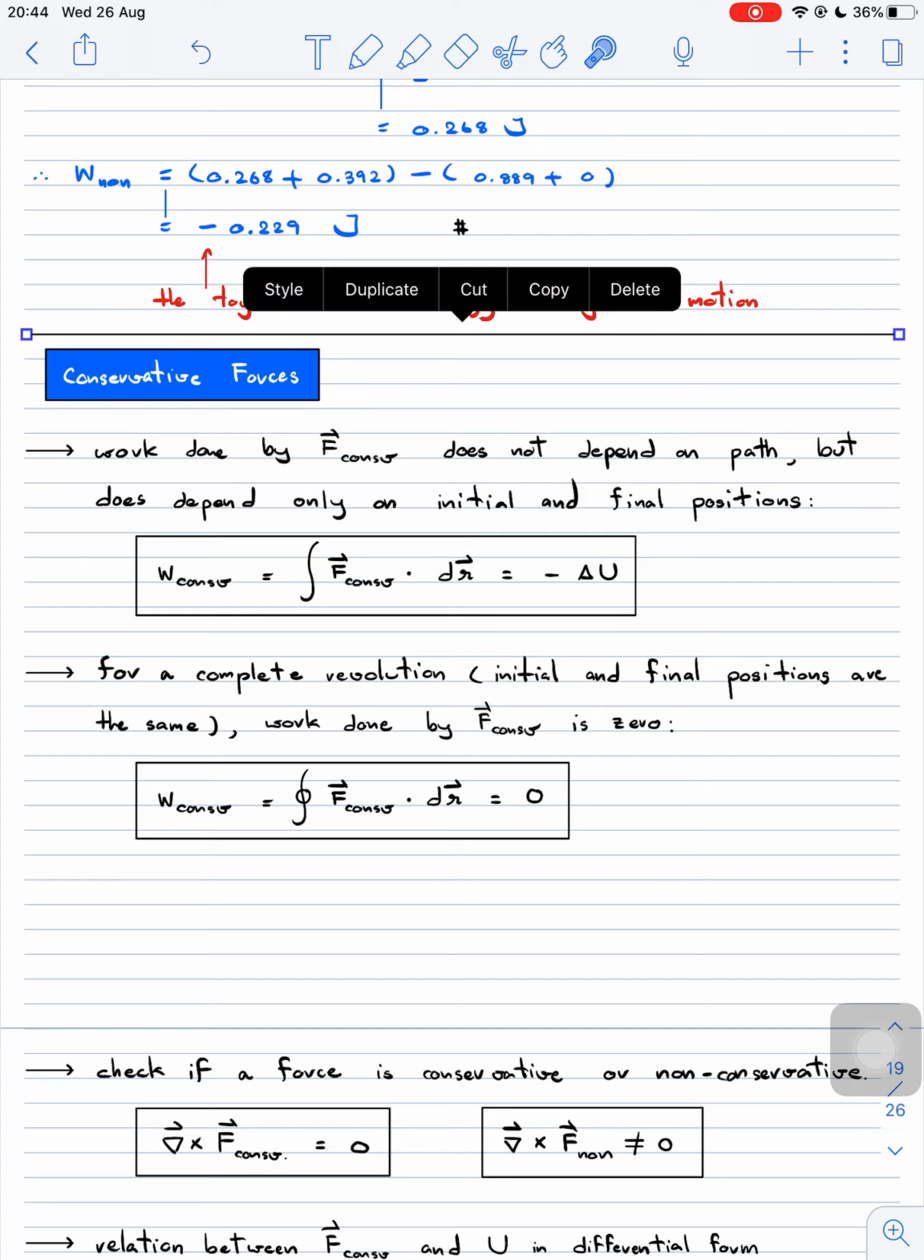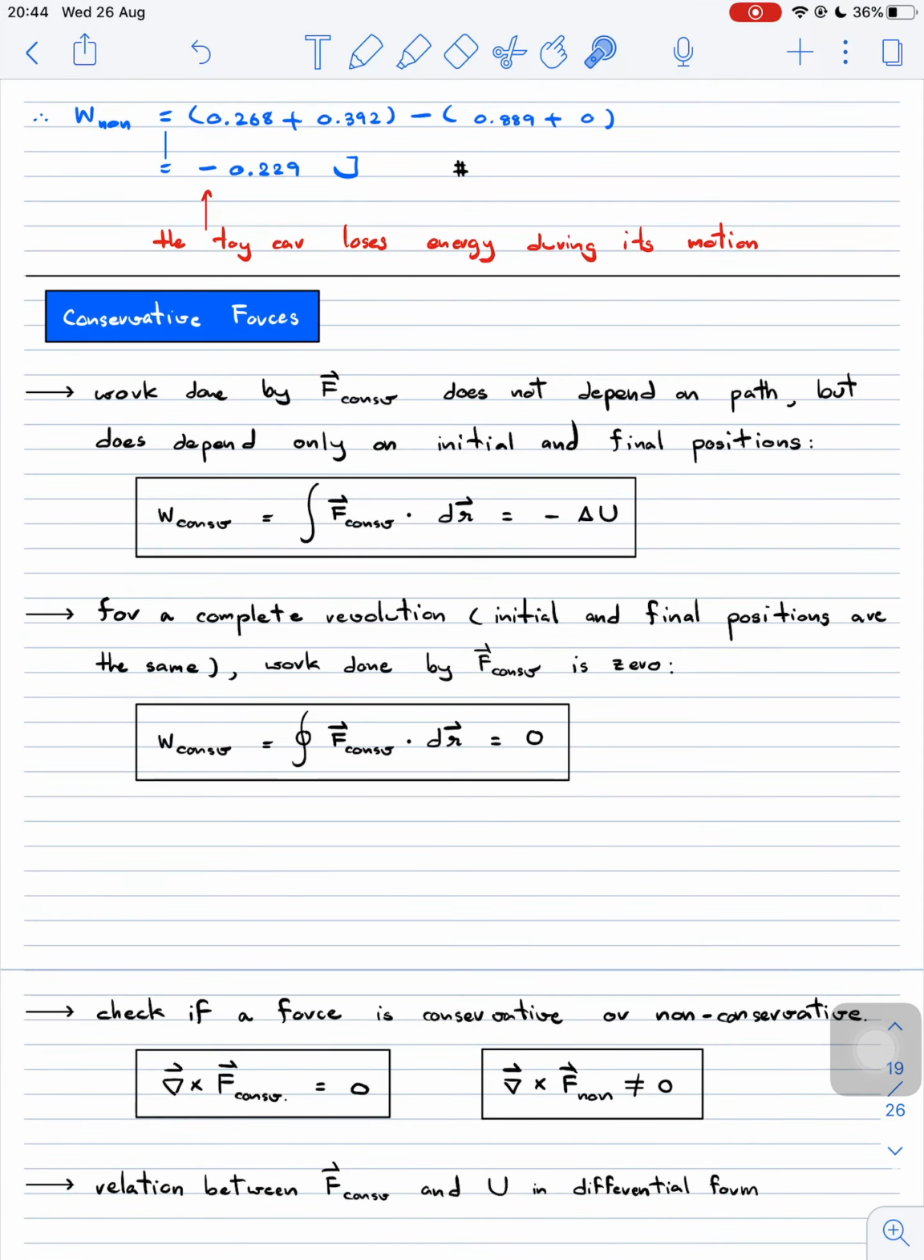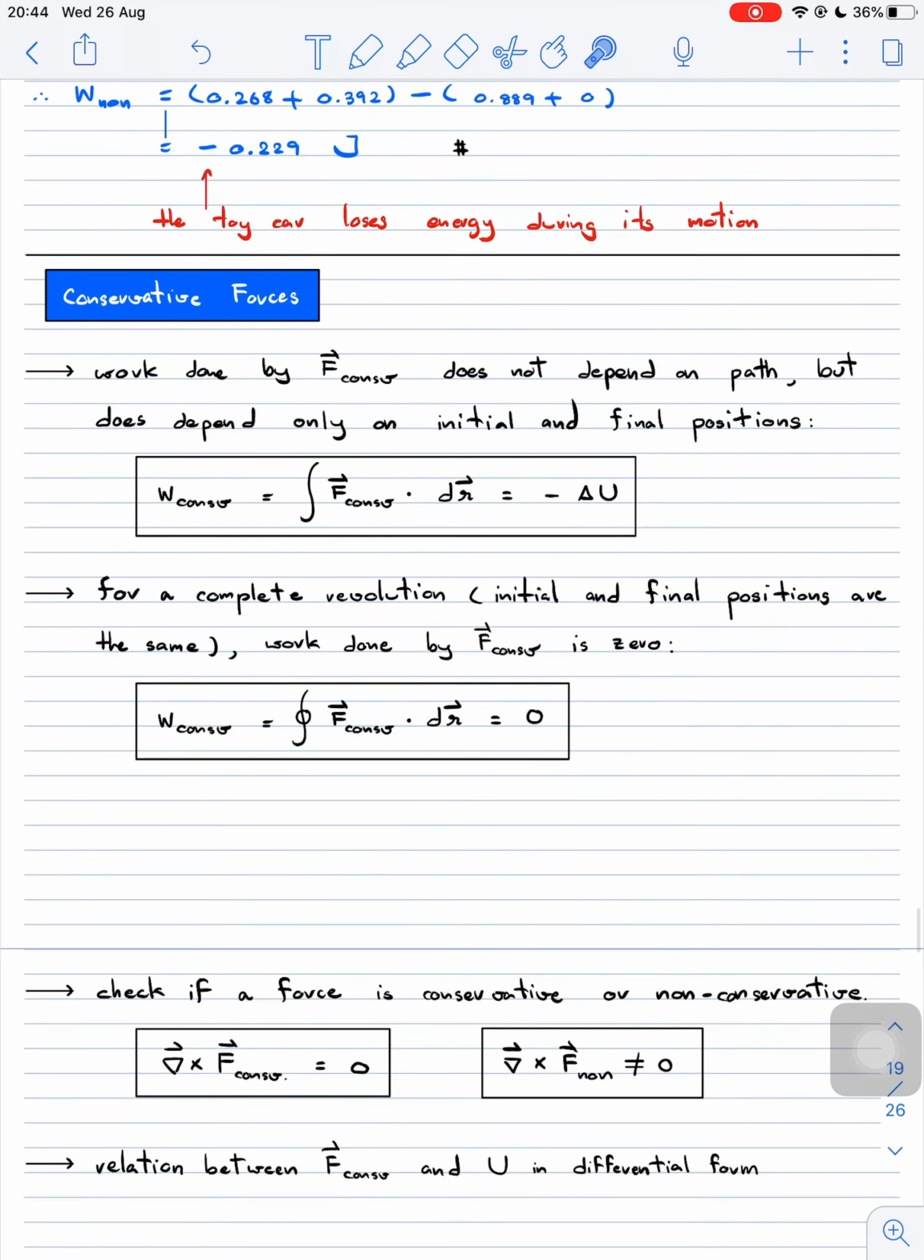The work done by the conservative force doesn't depend on the path, as you have known already, but depends only on the initial and the final positions. So we say that the work done by a conservative force, by definition, equals the integral of the conservative force dot product with the infinitesimal displacement vector dr, which is equal to the negative of delta U. Remember, the work done by a conservative force equals the negative of the change in the potential energy.